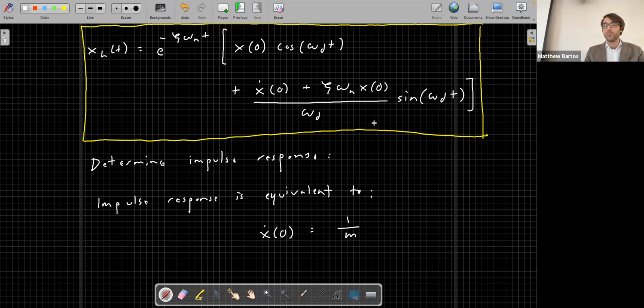So if we go back here, we showed last time that for the RC circuit, we could determine the impulse response essentially by simulating the homogeneous response to that initial condition. So what would the impulse response of the structural system be if it's equivalent to starting with a non-zero velocity and an initial displacement of 0? What would the impulse response be?